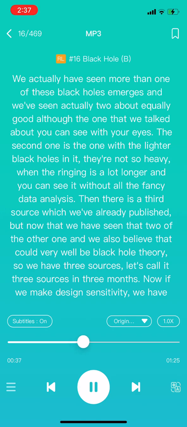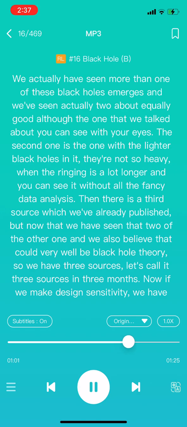Now, if we make design sensitivity, we have improved the apparatus by another factor of 3. Now, how does that translate into rate? It turns out if you look with a sensitivity 3 times better than we have, you can look 3 times deeper into the universe. And that says the volume of the universe that you're looking at is 3 to the cube. So that's about 27, or call it 30 in round numbers.